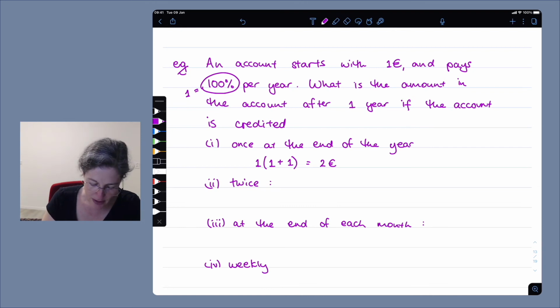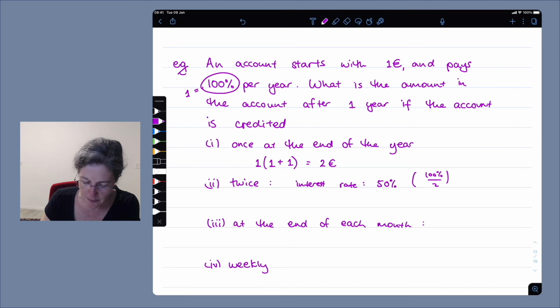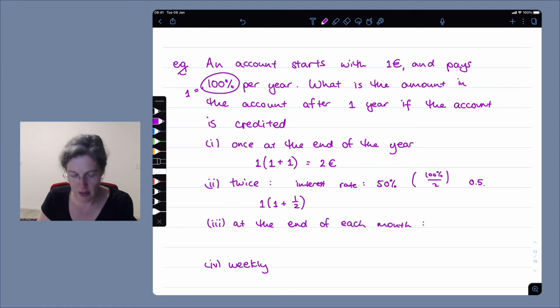So the first thing we need is to have our interest rate will be 50%, which is 100% over 2, because we'll split it over the 2 periods that we are finding our interest. So our interest will be 50%, which is also 0.5. So how much will we have? Well, our initial €1, after the first 6 months, we'll get that back, plus, I'm going to write this as a half, plus a half of it, so that's after the first 6 months.